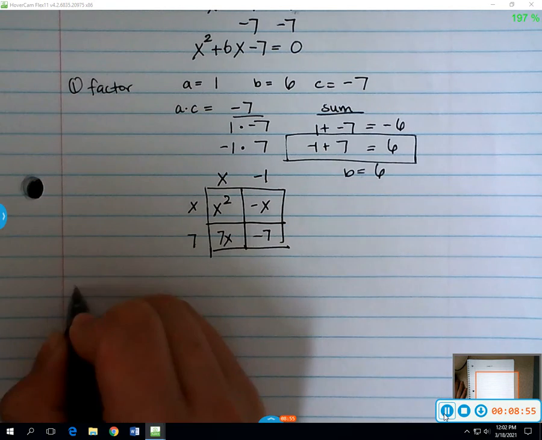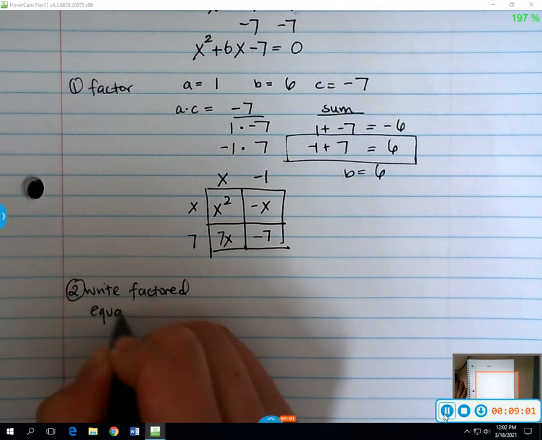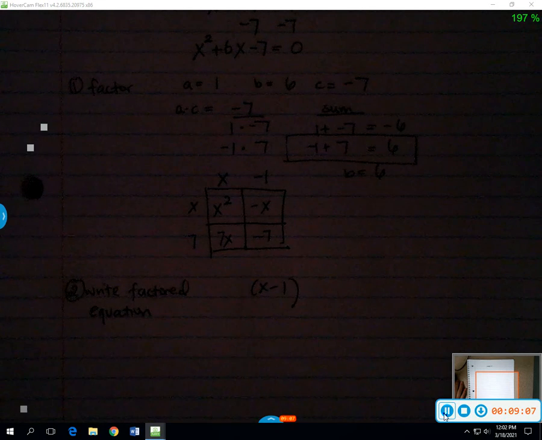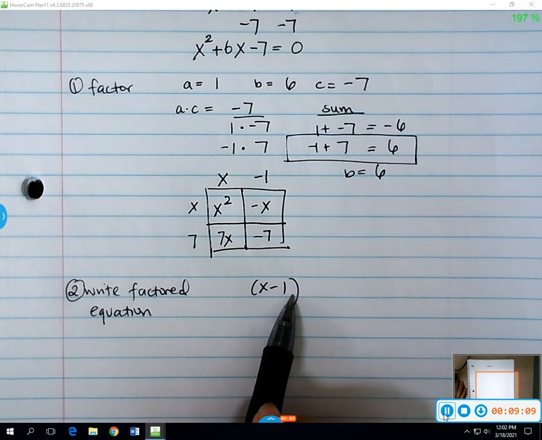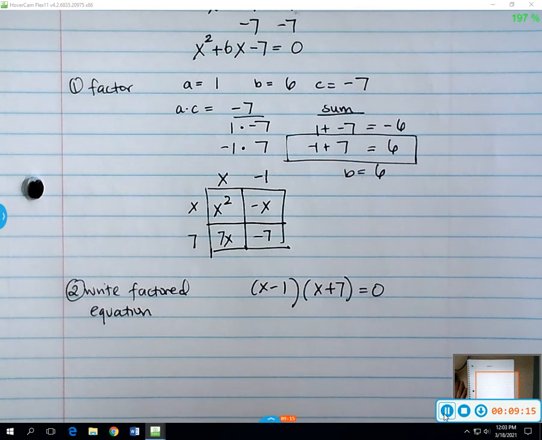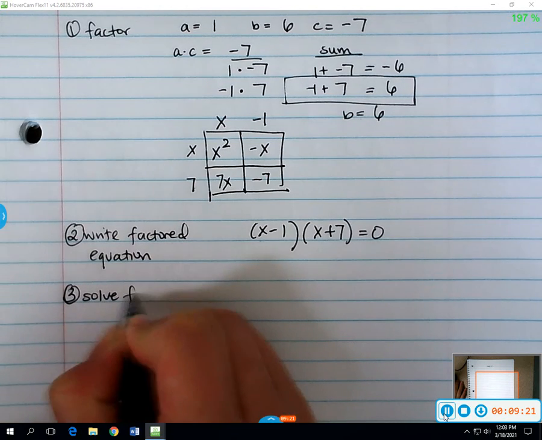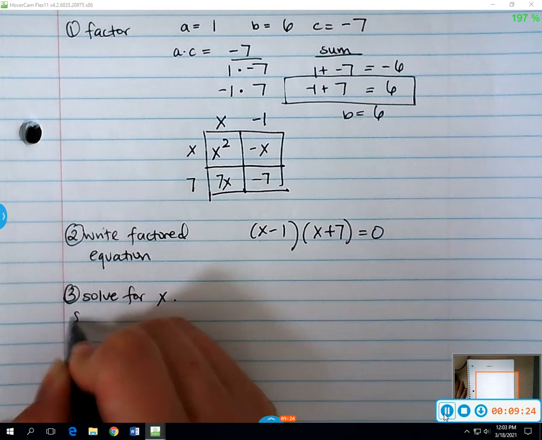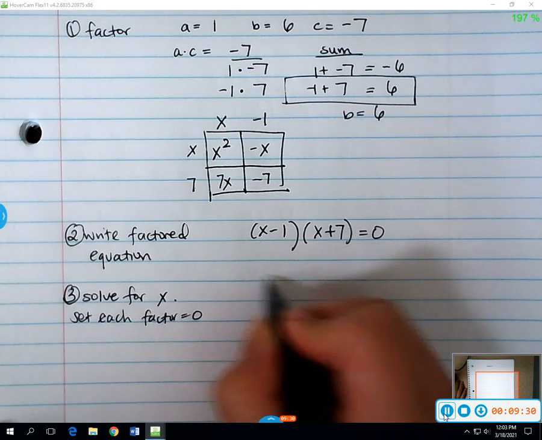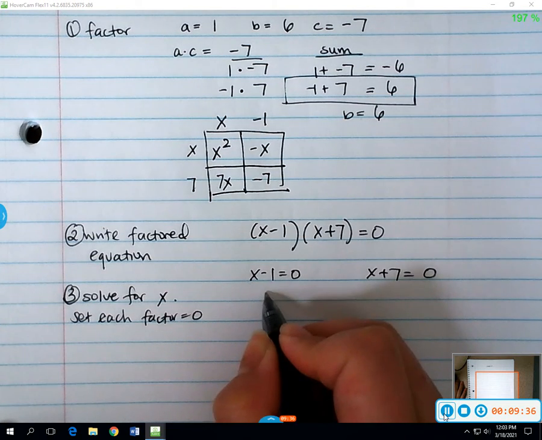I'm going to now rewrite my factored equation. Our factored equation is x minus 1 times x plus 7 equal to 0. Now we just solve. Solve for x. Set each factor equal to 0. So x minus 1 is going to equal 0, and x plus 7 is going to equal 0.